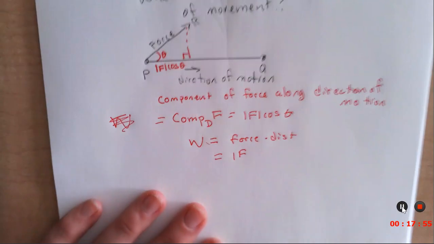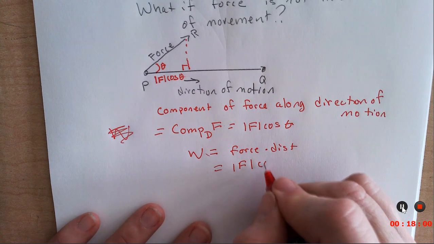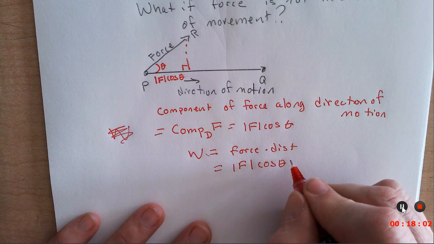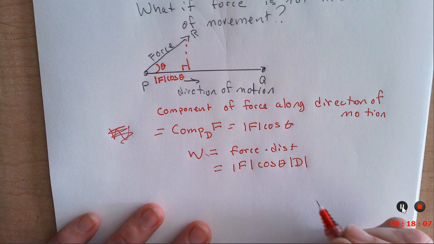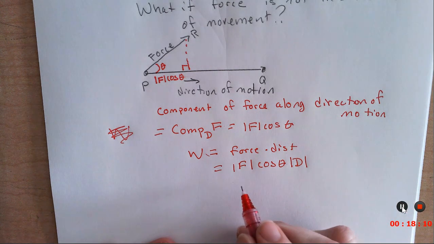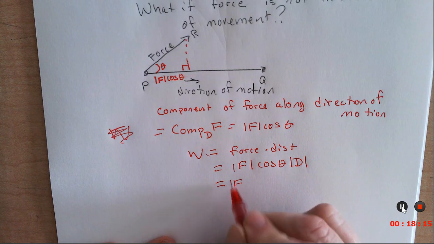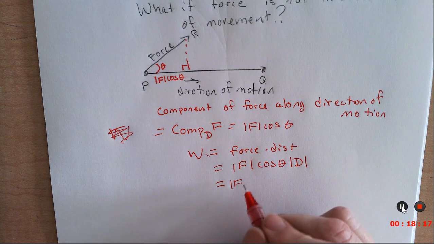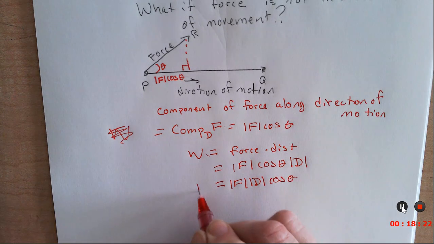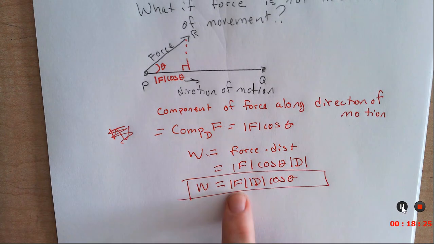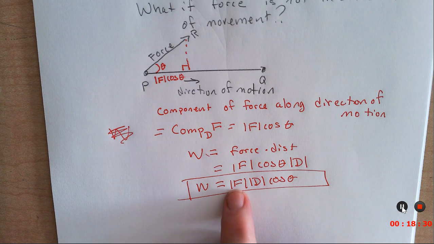So I have the magnitude of force times cosine of theta, so that's the force, times the distance, so whatever the distance vector is, it's going to be the magnitude of distance. So a simpler expression for this would be to put the two magnitudes next to each other. So this is the one to remember. Work is magnitude of force times magnitude of distance times cosine of theta.